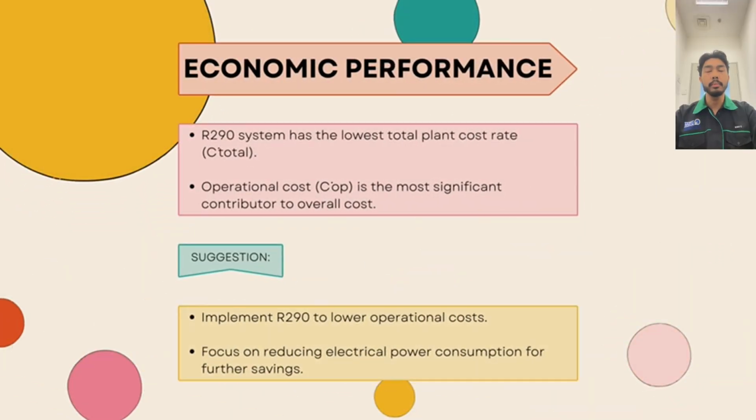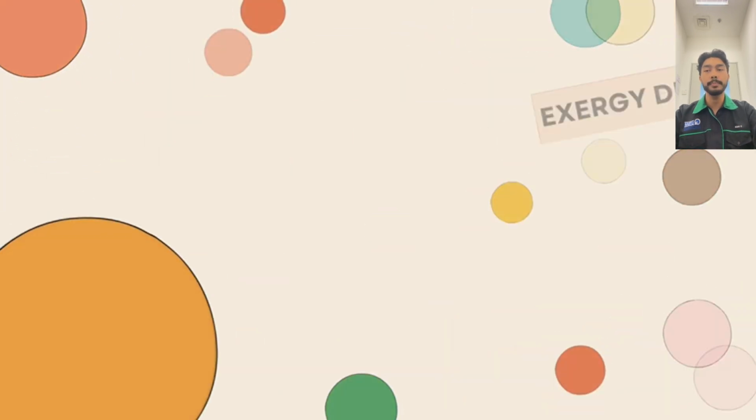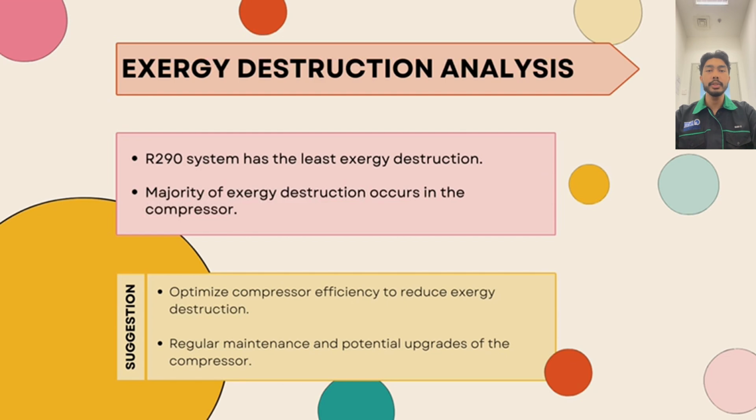The economic performance: R290 had the lowest total plant cost rate, mainly due to its lower electrical power consumption, reducing operational costs. The exergy destruction analysis: R290 showed the least exergy destruction, especially in the compressor. We recommend optimizing compressor efficiency and regular maintenance.